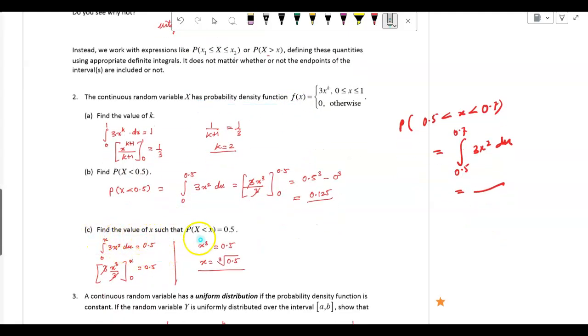Find the value of x such that the probability that X is less than x is 0.5. Upper is x, lower is 0, and integrate 3x squared from 0 to x, because you want less than x now. So my area is 0.5. Basically, you're solving for x. Got it.